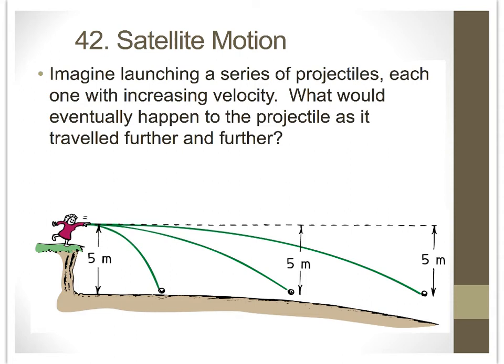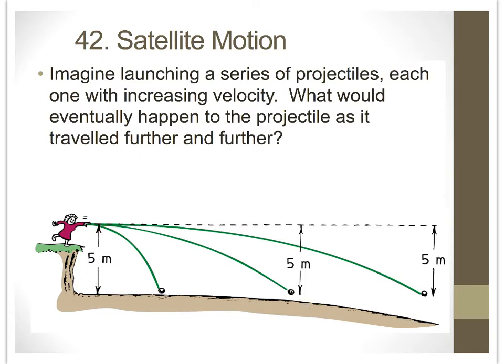So the next topic we're going to talk about here is satellite motion. Okay, and to intro this topic, I want you to think about a situation where a person is throwing an object, all right, from some height, we'll say 5 meters here, and they progressively throw it with a greater and greater speed. All right, we know from projectile motion that it's going to travel some horizontal distance, it's going to drop that 5 meters and eventually hit the ground.